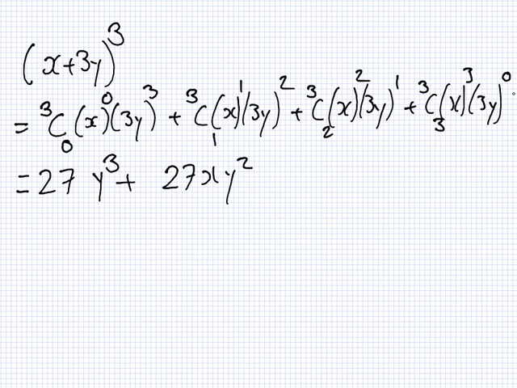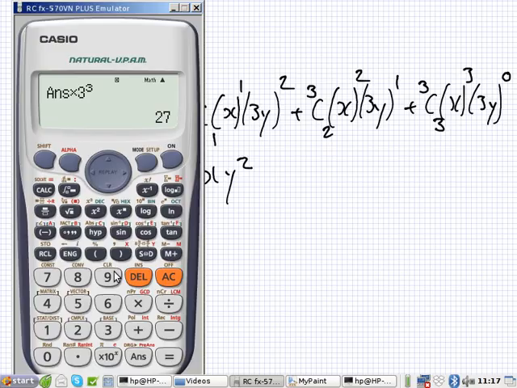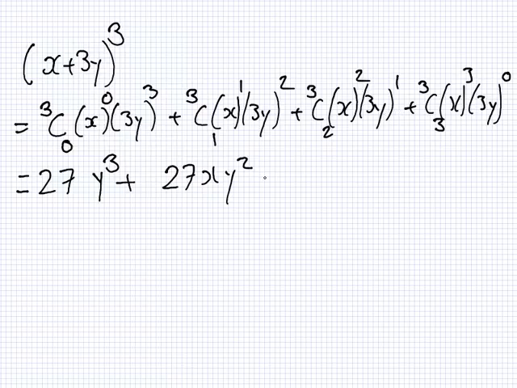The next one is over here, 3C2, which is 3 times 3. So the next one here is a 9. 9x squared, yep, 9x squared y. And then finally, that's a 1, that's a 1, that's an x cubed. So you just finish with an x cubed.